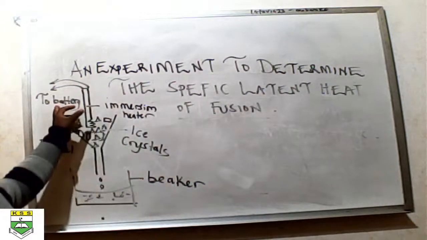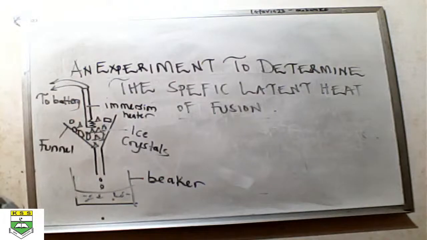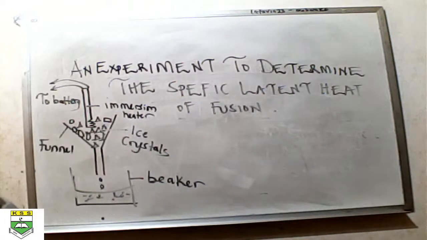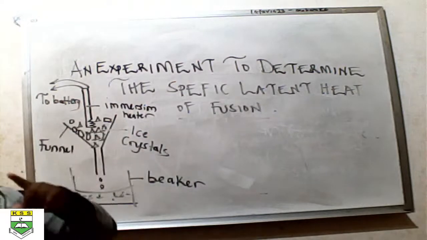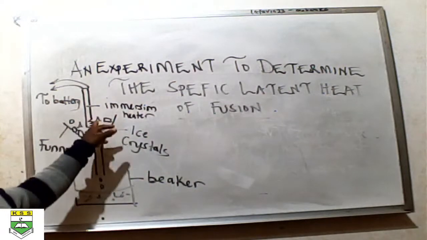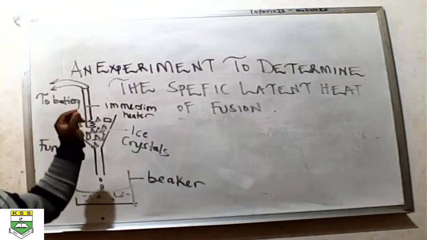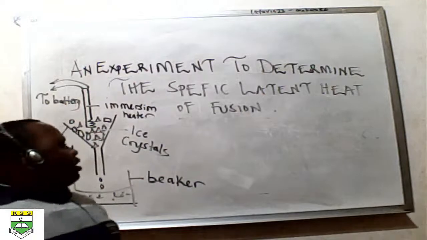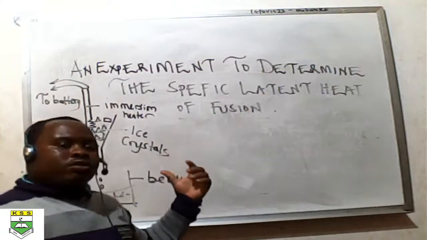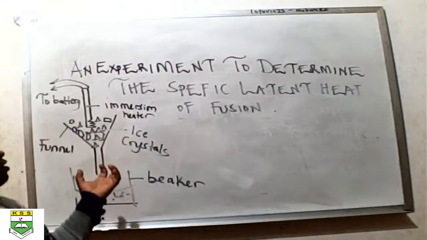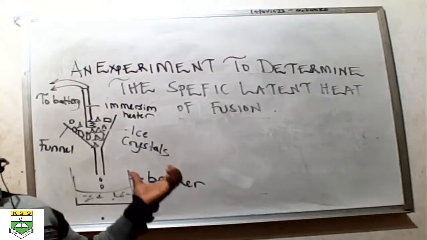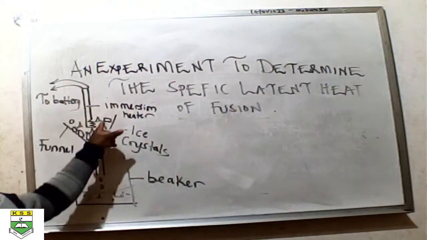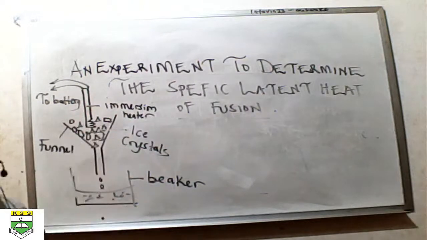You can see that this heater is connected to the battery. Now this is the experiment. We expect that this heater, after heating this ice, the ice is going to melt. Because it's going to melt, we shall say that it has absorbed what we call latent heat of fusion. That is the heat that will be required to melt it, so that it becomes what?